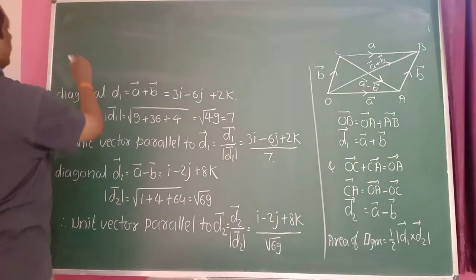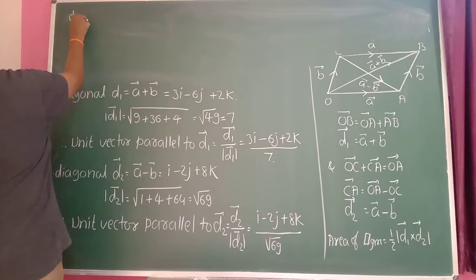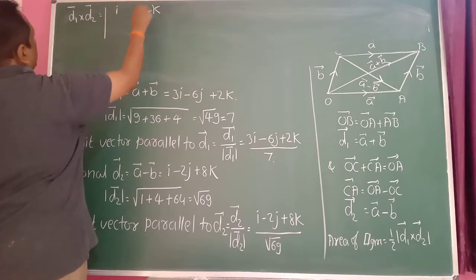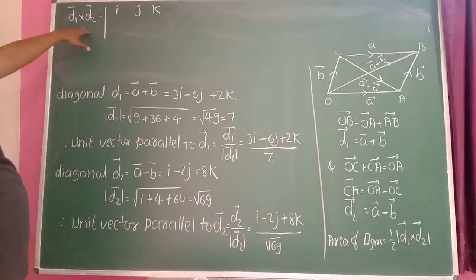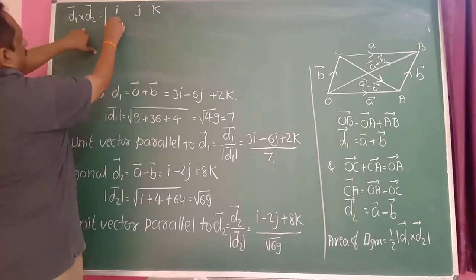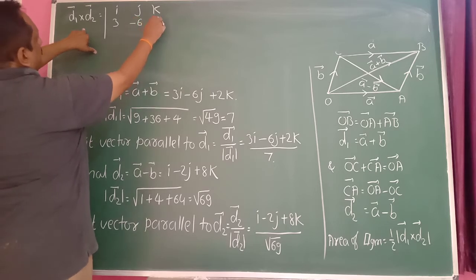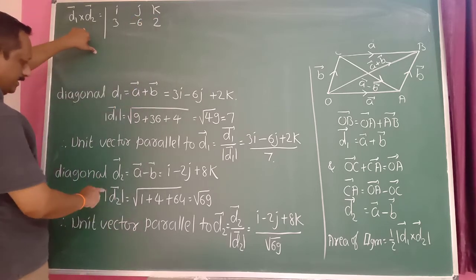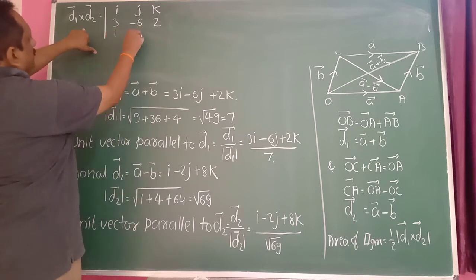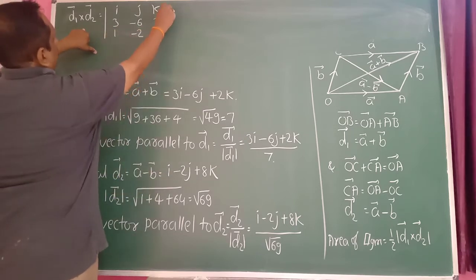So look here, d1 cross d2. These are the diagonals here. If you know the diagonals, then d1 cross d2 is equal to: d1 is this vector, 3i minus 6j plus 2k, and d2 is this vector here, i minus 2j plus 8k.